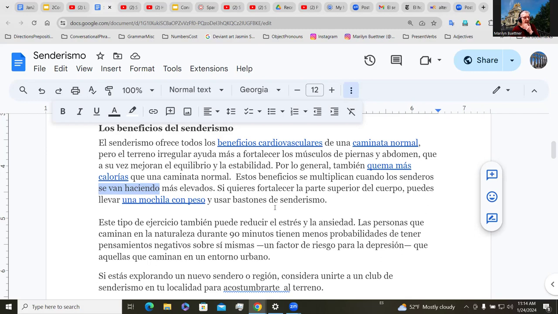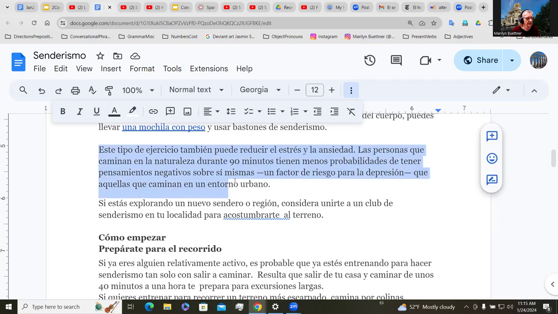Okay, so if you want to strengthen the upper part of your body, you can carry a weighted backpack. A backpack with weight, con peso, see, and use hiking sticks. And notice that a lot of you may think of the word arriba as up or upper, de arriba, something up. But if you want to say upper part of the body, it has to be superior. Yeah, upper part of the body. So the term they use for that is la parte superior.